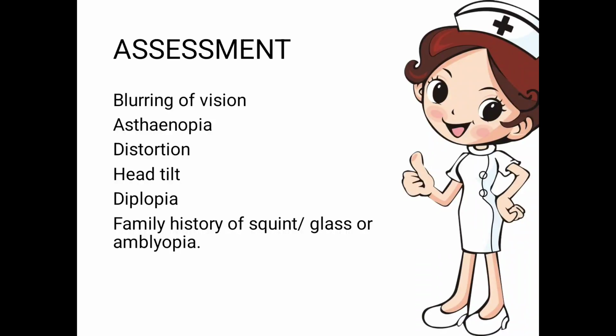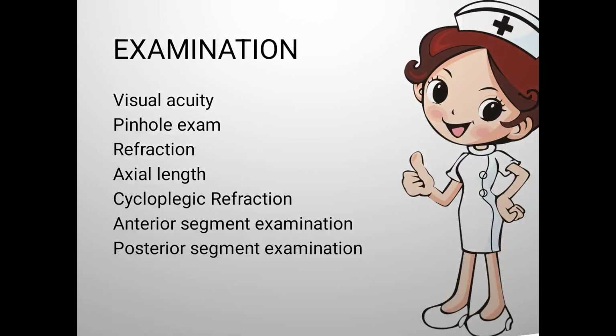Next one is assessment. How can you assess blurring of vision? The patient will say blurring of vision, asthenopic symptoms, distortion of images, head tilt, diplopia meaning double vision, family history of squint. Next one, glasses or amblyopia. Amblyopia is a condition in which one eye becomes a lazy eye. Vision of one eye is more and the other eye is less.